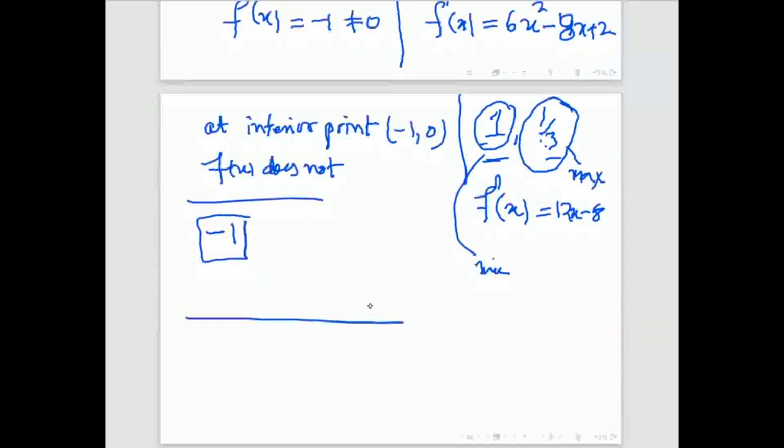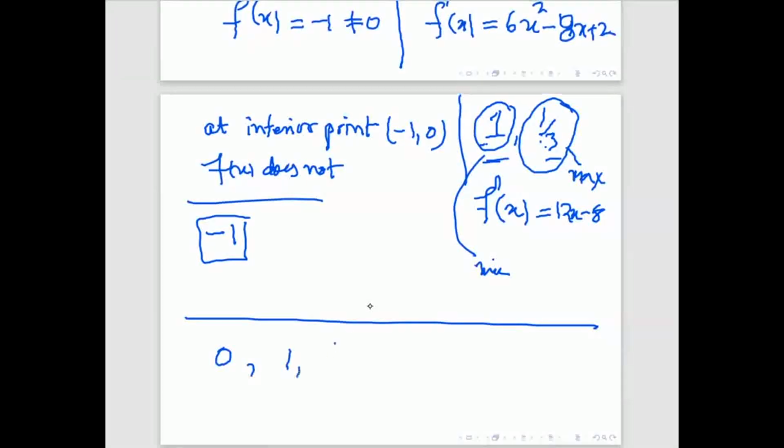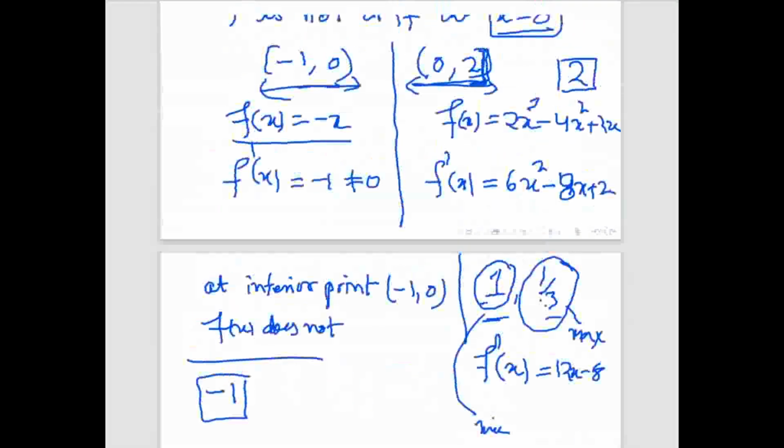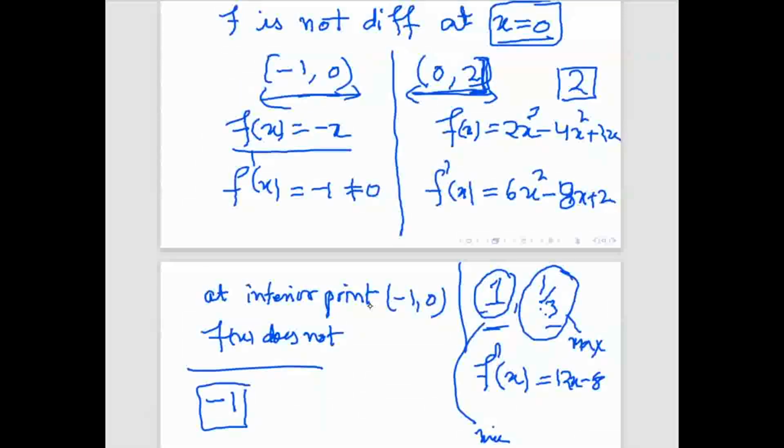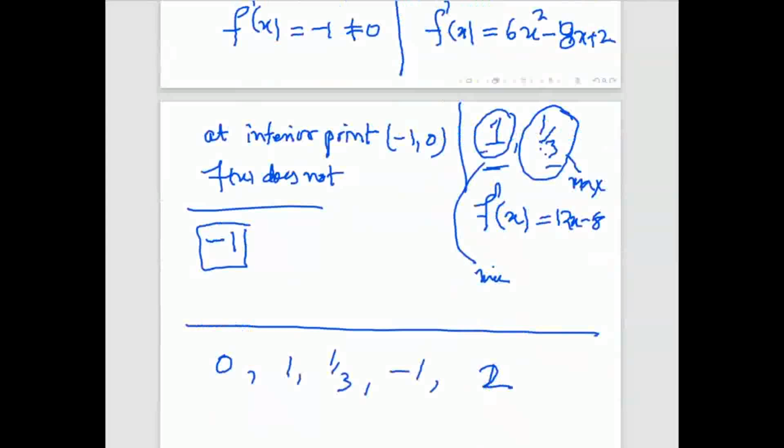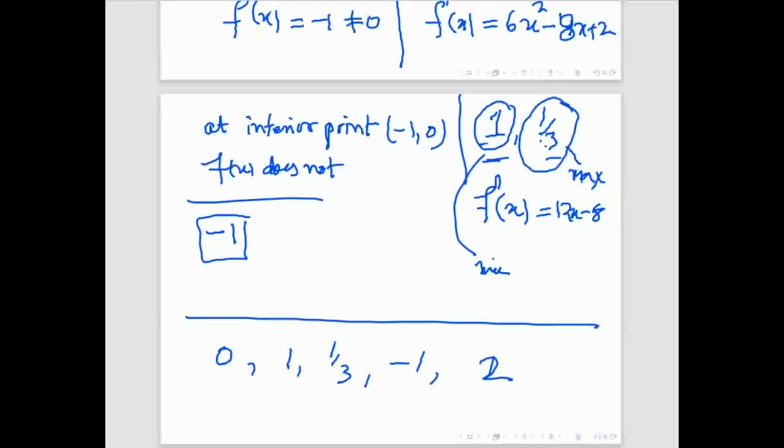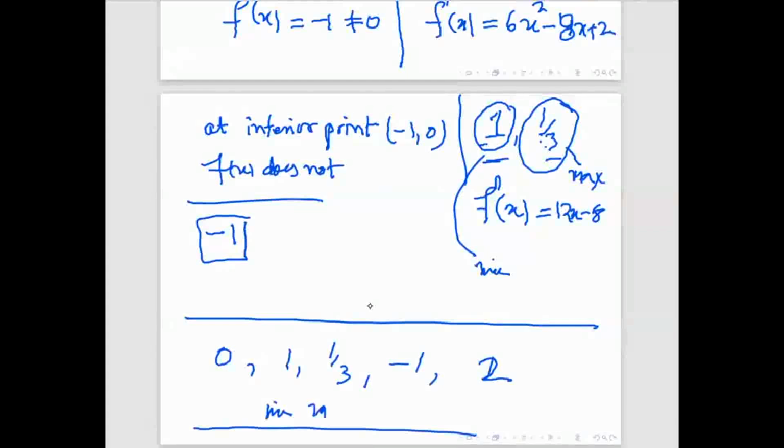So total how many points? I will just write: 1 point is 0, we don't know. 1, 1/3, -1 and 2. Here 2 is missed, here 0 is missed, here -1 is missed. So 3 points we don't know. What we know: at 1 we got a minima, at 1/3 we got maxima. At these points we don't know whether it is maxima or minima.